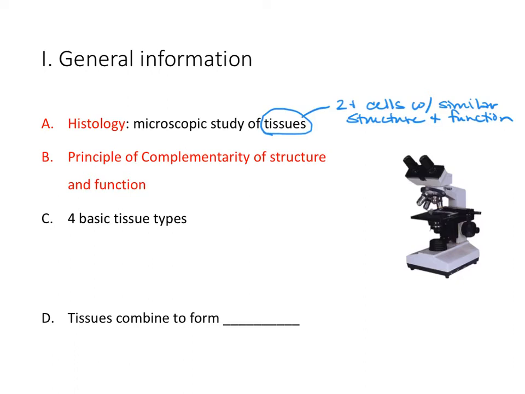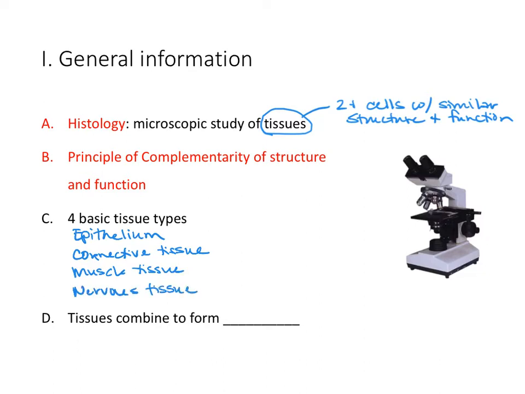Hopefully you also remember that there were four basic types of tissues that are integrated to form the human body. So we are going to have epithelium or epithelial tissue. We're going to have connective tissue. We're going to have muscle tissue. And we're going to have nervous tissue. And so we're going to go through each of those different kinds of tissue. We're going to do them in that order, and we're going to see what they look like and how they work.